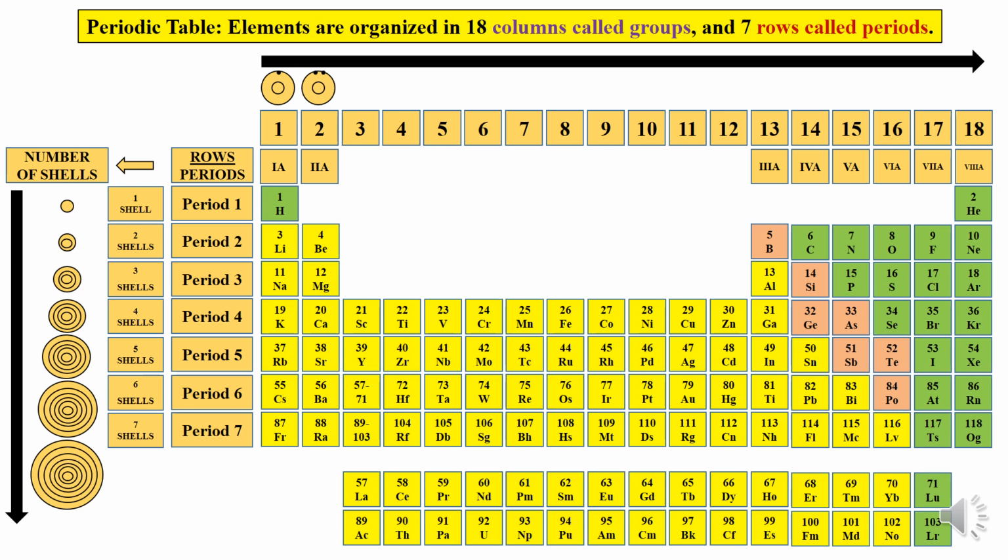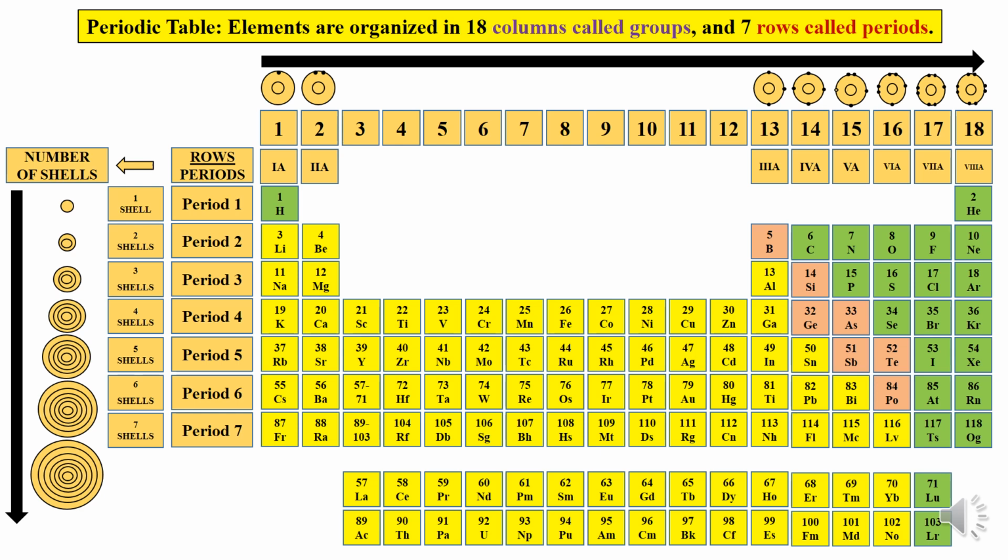Now group 1 elements have 1 valence electron. Group 2 elements have 2 valence electrons in the outermost shell. Group 3 elements have 3 valence electrons in their outermost shell. Group 4 elements have 4 valence electrons. Group 5 elements have 5 valence electrons. Group 6 elements have 6 valence electrons. Group 7 elements have 7 valence electrons, and group 8 elements have a total of 8 valence electrons in their outermost shell.